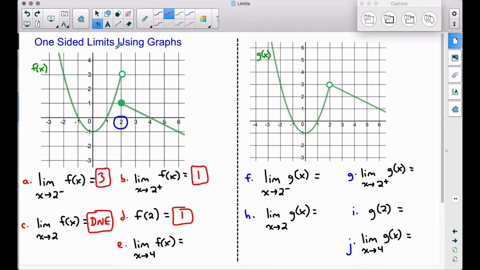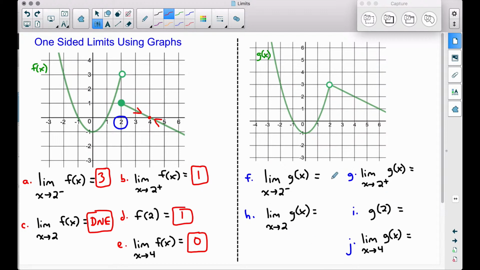Now, for this last one here, the limit of f of x as x approaches 4. So we're trying to approach this x value of 4 right here. Well, regardless if we come from the left or from the right, we are approaching a y value of 0. The y value there is 0. So this limit does exist, and that limit is going to be 0. Regardless of the left-hand side or the right-hand side, we are approaching the same y value.